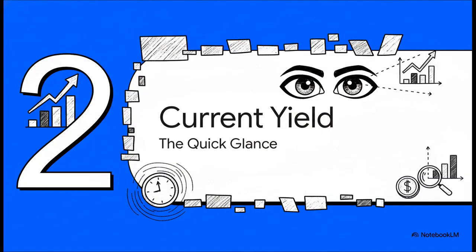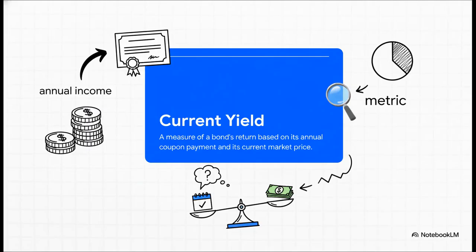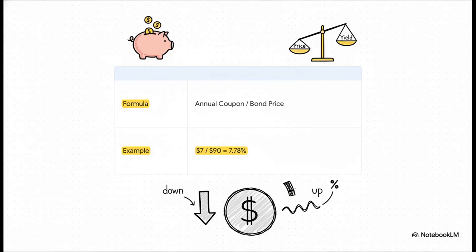Okay, so let's move on to our next measure. This one gets us a step closer to the real picture. It's called the current yield, and you can think of it as a quick glance at how your investment is doing right now. Now, the current yield is a lot more useful because it actually connects that fixed annual payment to what the bond is worth on the market today. It's a snapshot of the bond's income relative to its current price. The formula is super simple. Just take that annual coupon payment and divide it by the bond's current price.